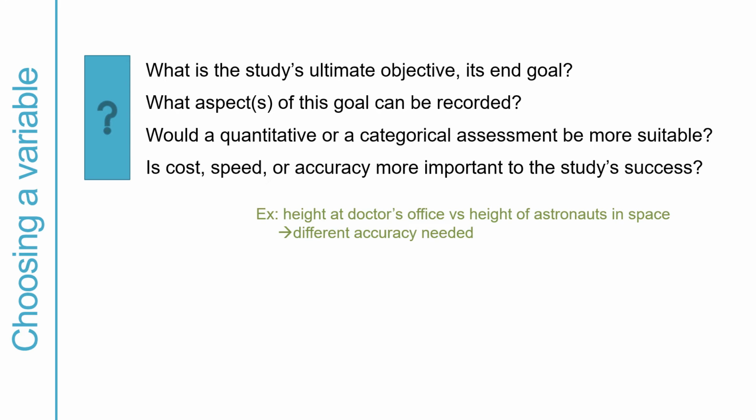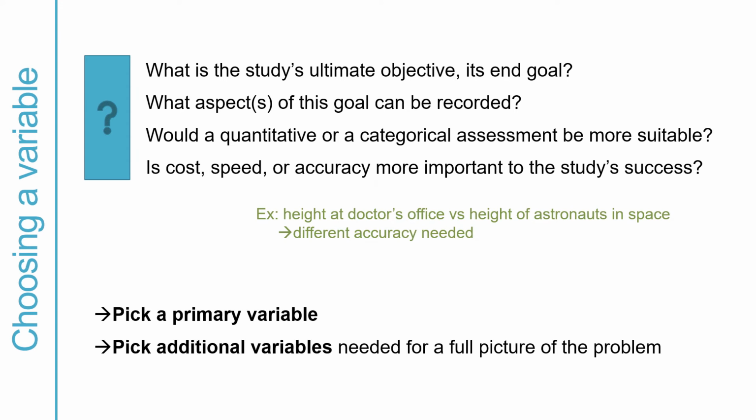For instance, a simple measurement of body height. If your objective is to have medical records, precision is not a great issue. Speed and cost will be more important. If, on the other hand, you wish to measure the height of astronauts in space to see how weightlessness affects their skeleton, then you will definitely want to have a very accurate measurement, even if it means spending more time for it and being much more costly. You should take all of this into account when selecting a primary variable, but you may also want to pick some additional variables so that you have a full picture of the problem.